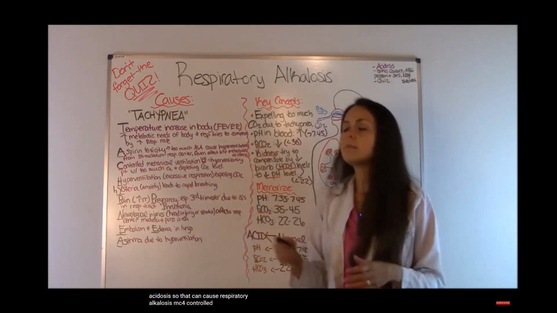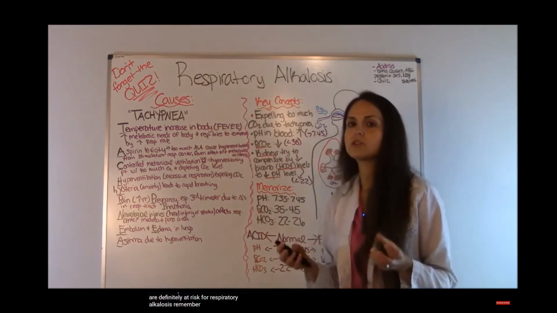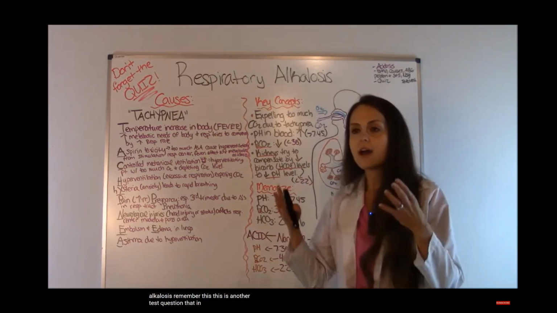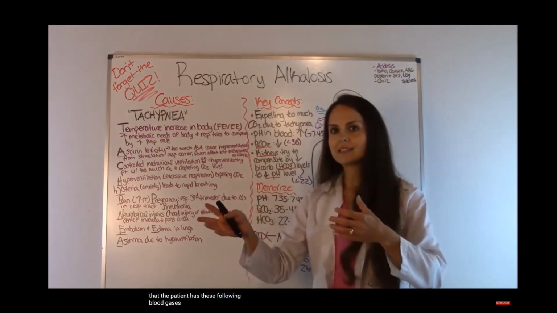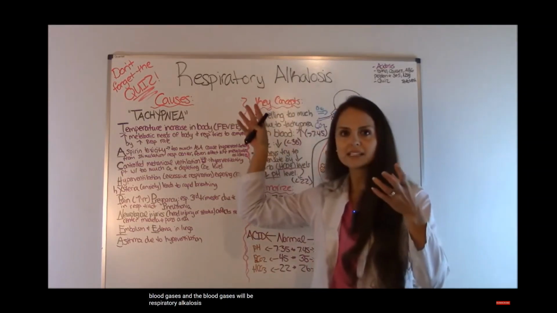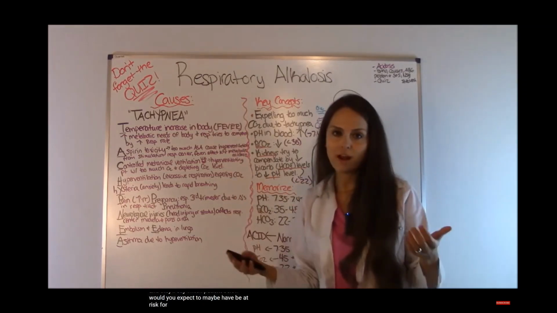C for controlled mechanical ventilation. Patients who are intubated are definitely at risk for respiratory alkalosis. Remember this. This is another test question that NCLEX and professors like to hit on. They'll say that the patient has the following blood gases, and the blood gases will be respiratory alkalotic blood gases, and they'll ask which patient below would you expect to maybe be at risk for having this type of blood gases.